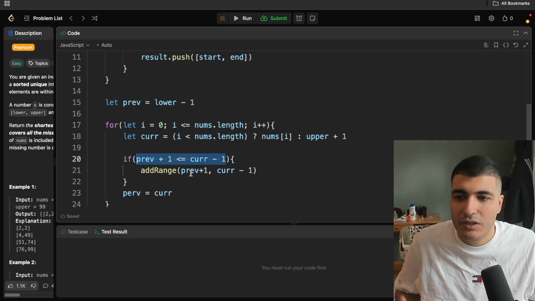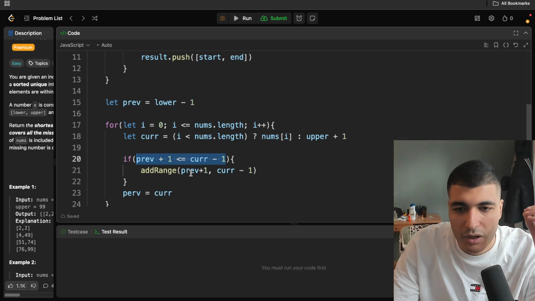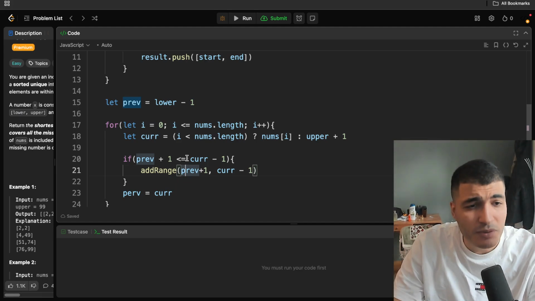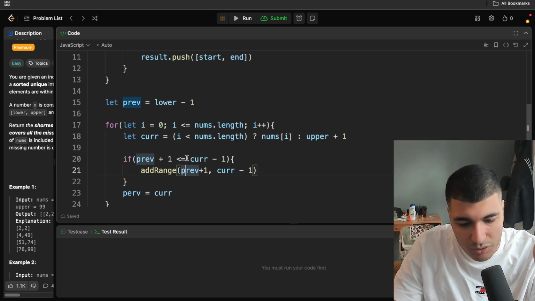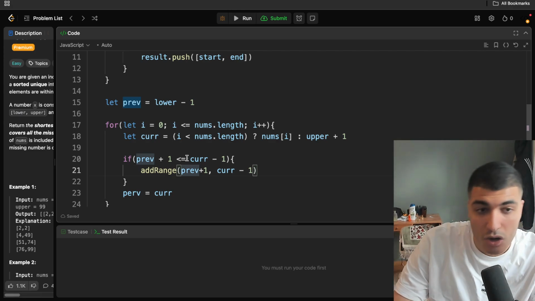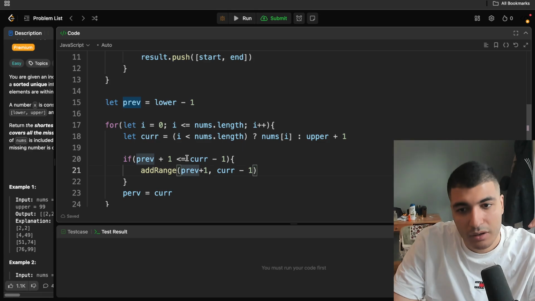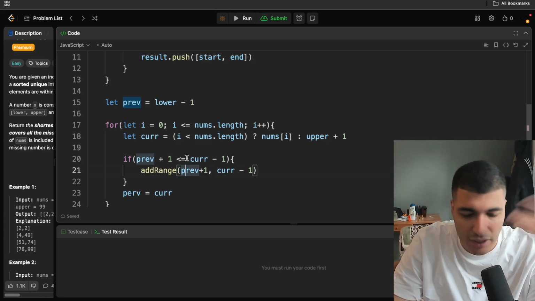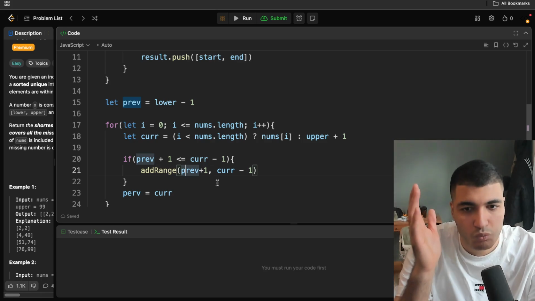We add a single number range, x and x. So if they equal each other, there's no missing number; there is only one number, so we add them. If previous plus 1 is less than current minus 1, there is a missing range. We add a range x and y, so this is how it works.